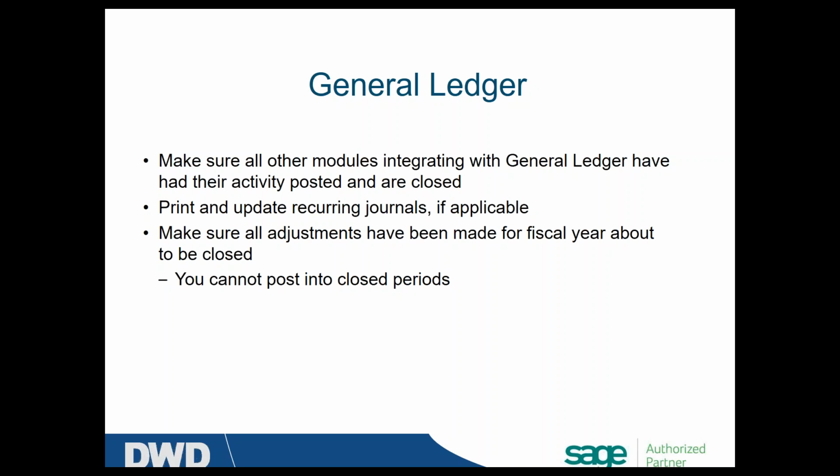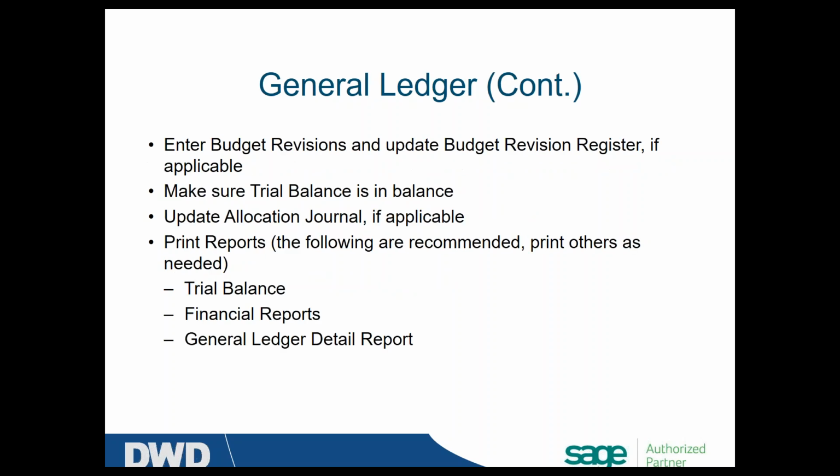If you've got recurring journals, you can go ahead and get those posted. If you're doing budgeting within Sage 100, you can enter your budget revisions and update the budget revision register. By all means, you want to make sure that your trial balance is in balance. If it's not, then we look at one-sided entries that will get it back into balance. It's possible that a journal might still be sitting out in your daily transaction register. In fact, General Ledger will not allow you to close if there is any open data in the daily transaction register.